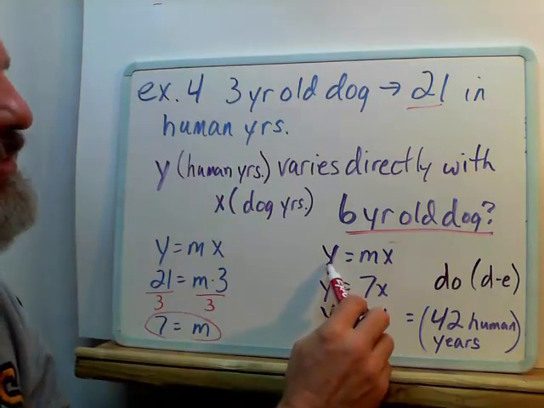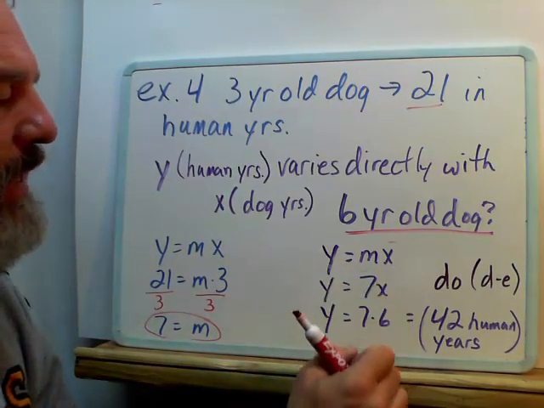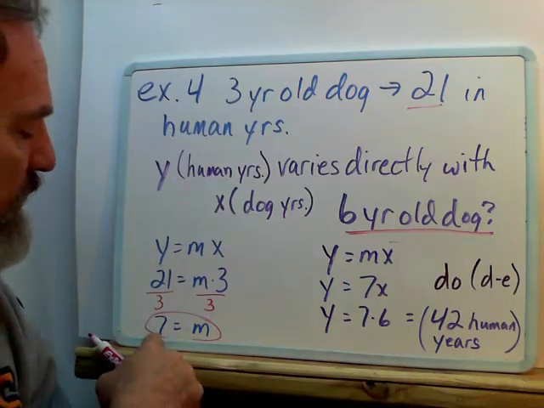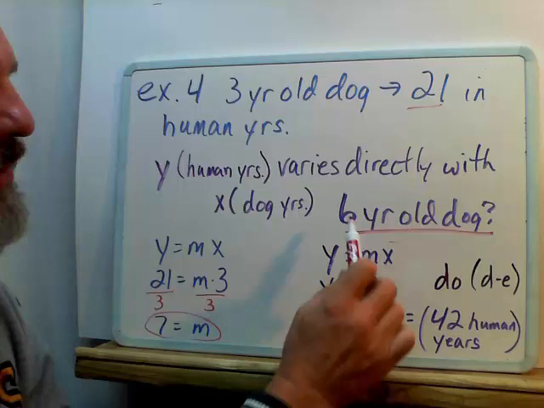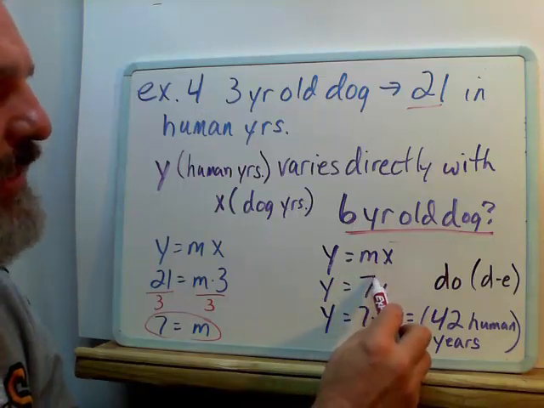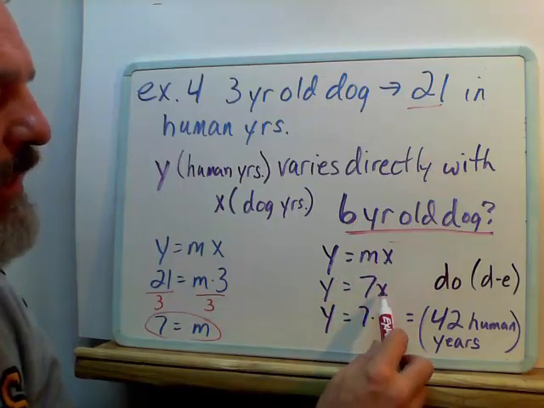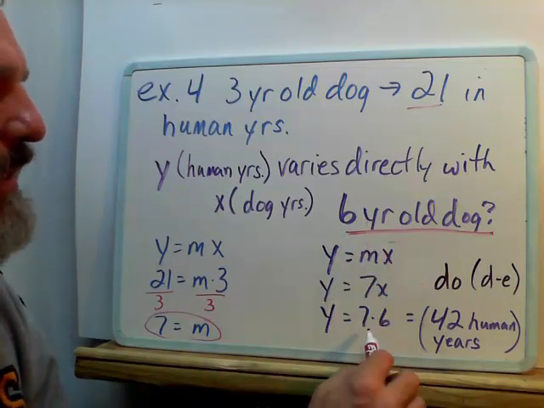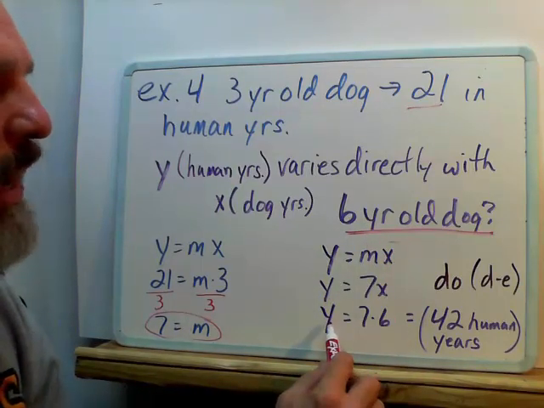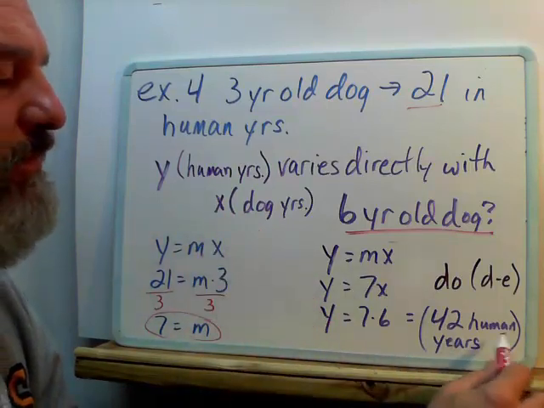Now we can use the same formula again, y equals mx. With a slope of 7, how old would a 6-year-old dog be? So now we have 7 being our slope times our input of x in dog years, which is 6, and we get 42. So our output y in human years would be 42 human years.